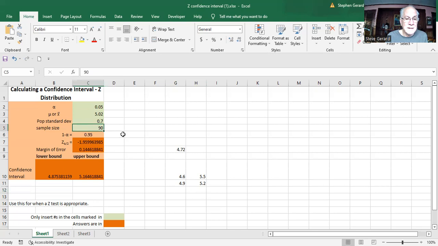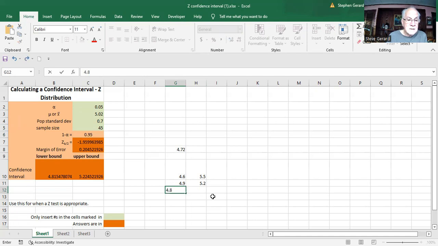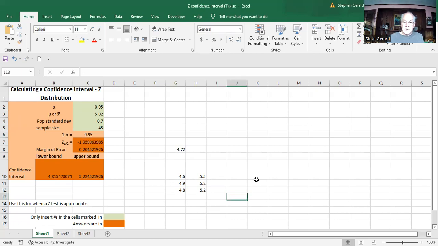Let me turn this back and say, suppose I was down like 45 here instead. I got 4.8 to 5.2 again. It's a little bit larger, but even then, if my sample size was 45 instead of 9, this would tell me, okay, this is unusual to have that size.